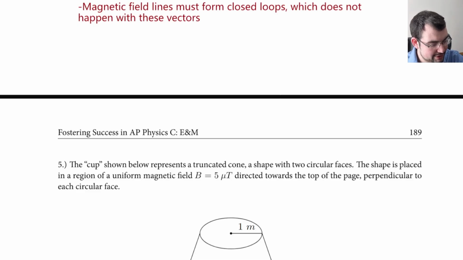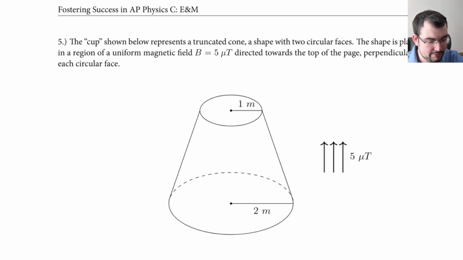And now we have kind of a funky example of Gauss's law, where we have this cup shape. I've been informed that this might be called a frustum, something like that. This is a cone with like the top snipped off.